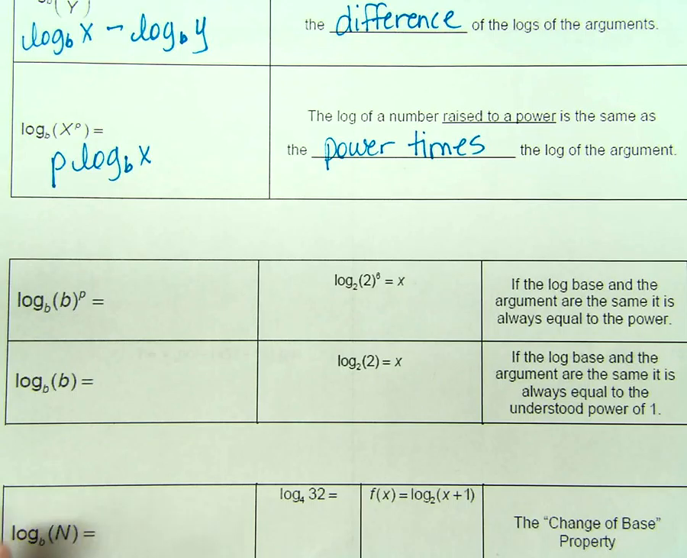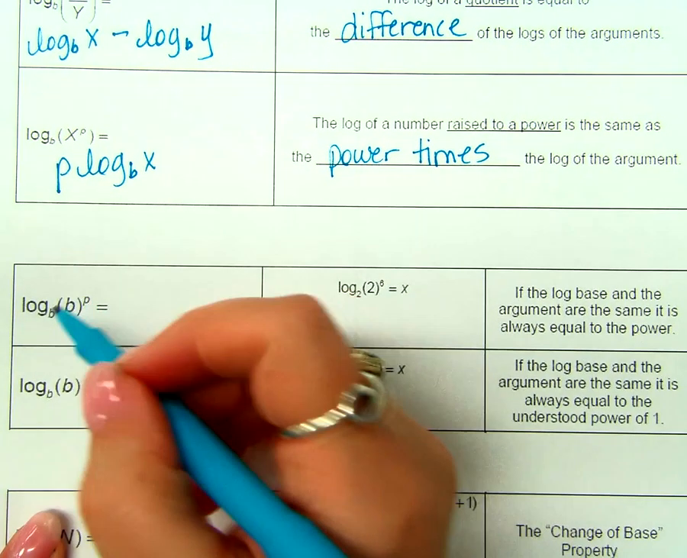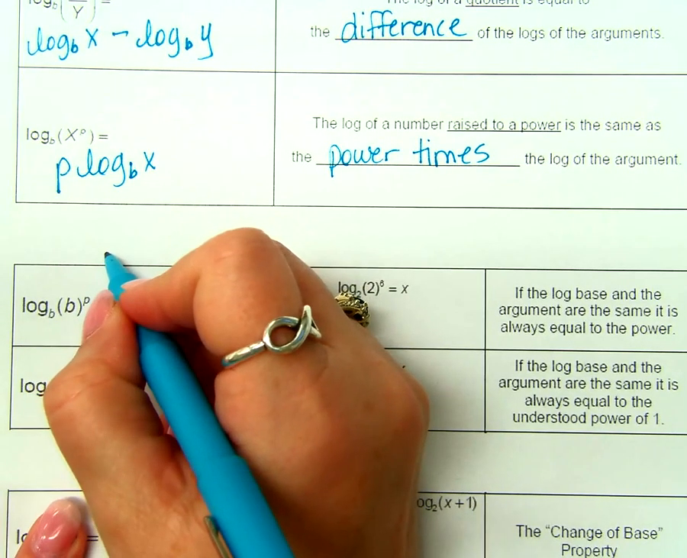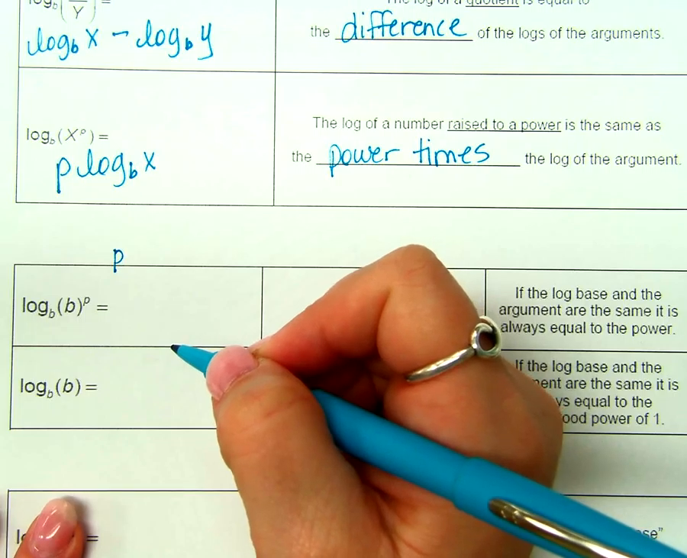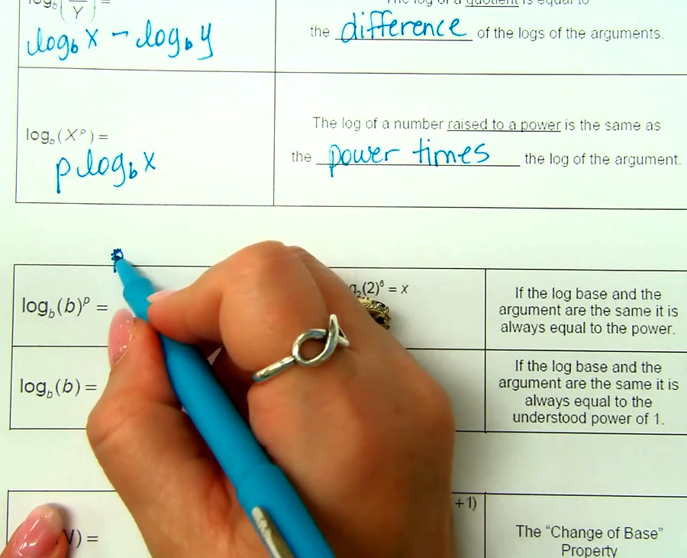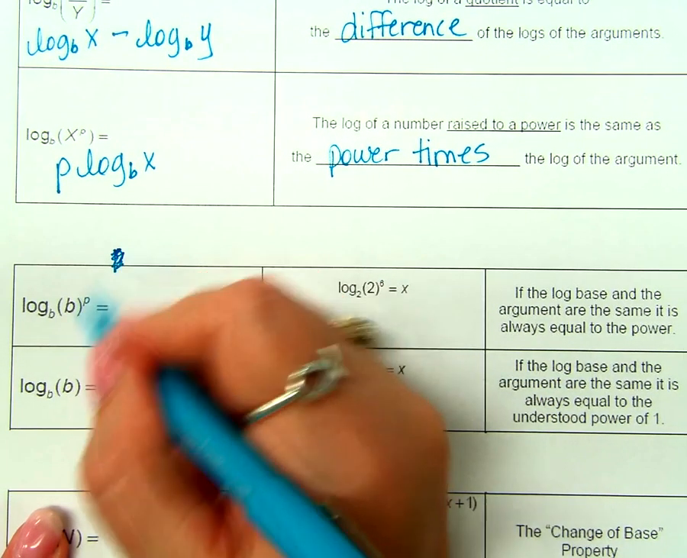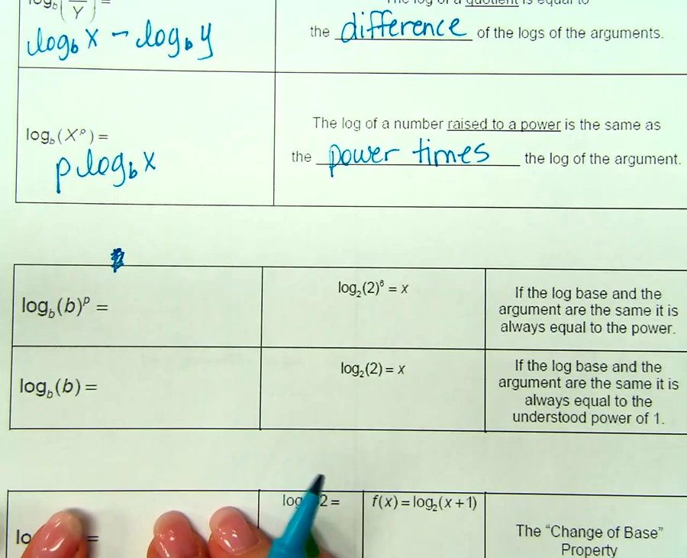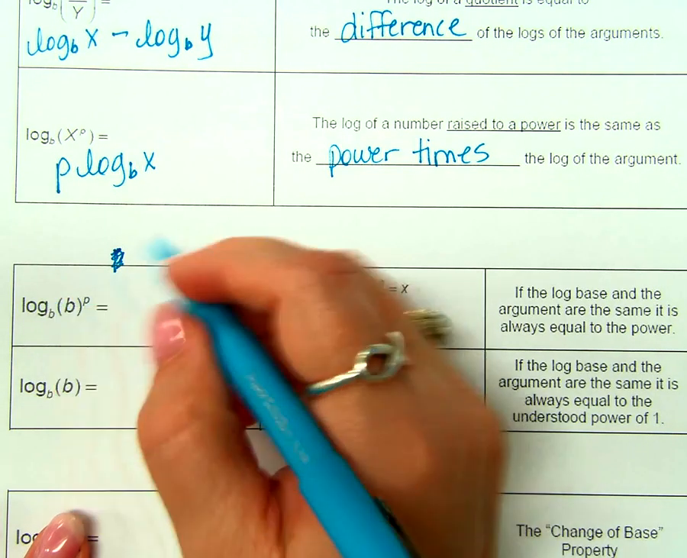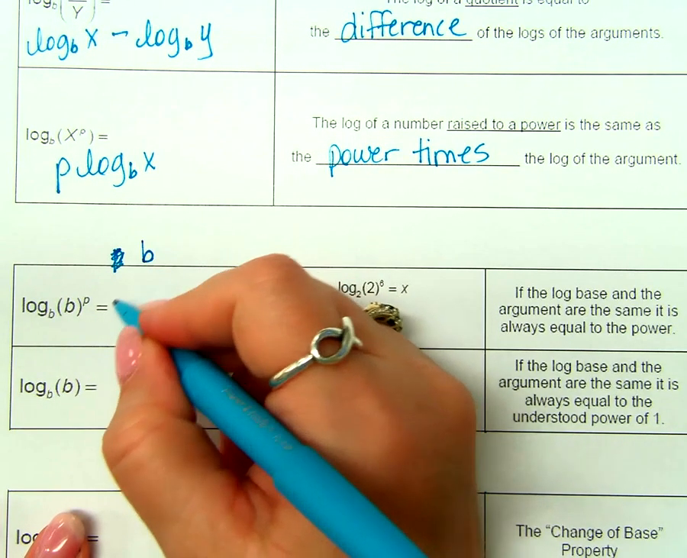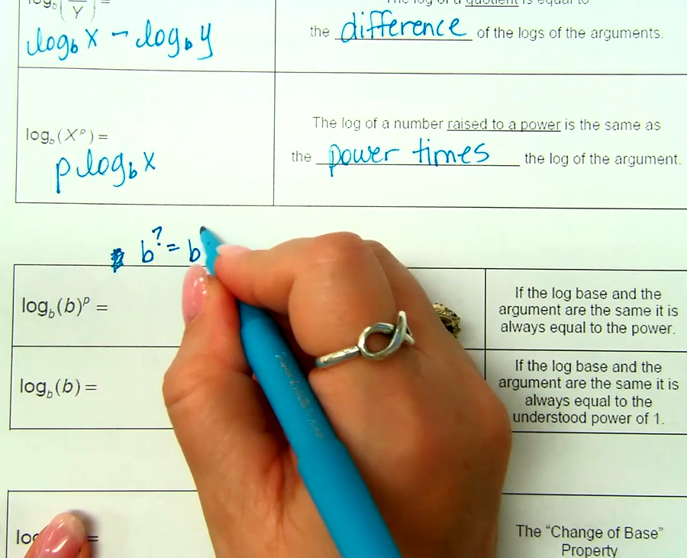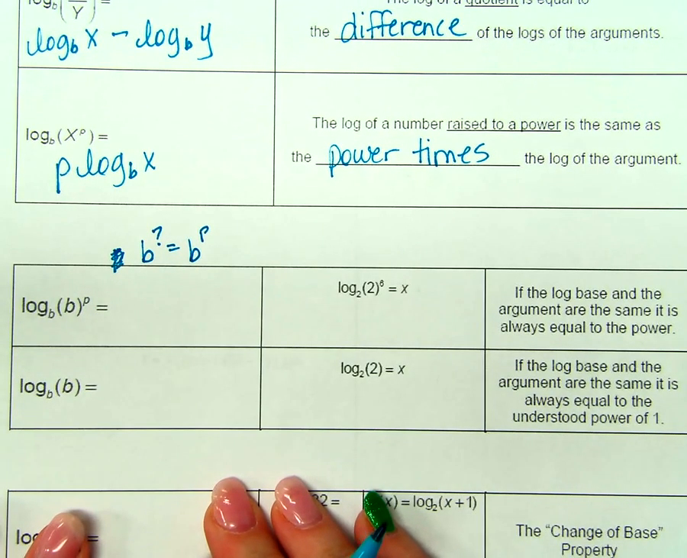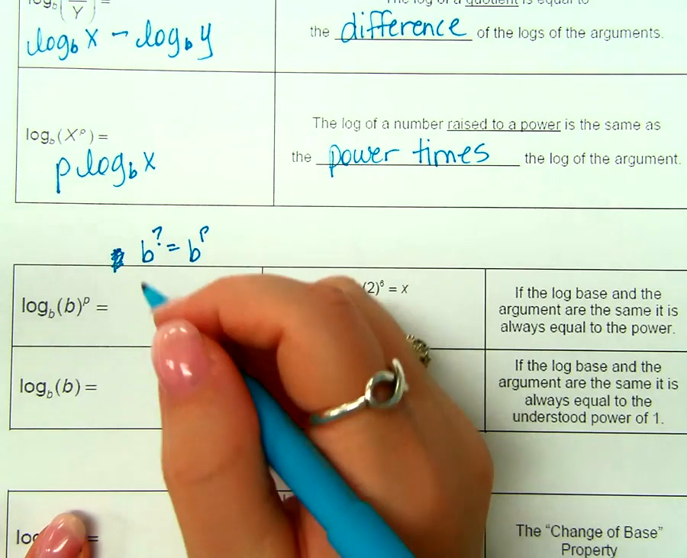Okay? So we're going to think outside the box for just a second. Log base b of b to the p power. Well, what if I rewrote this in exponential form? It would be b to the something power, we don't know, equals what? B to the p power. What's the something we don't know? Yeah, obviously it's p, right?